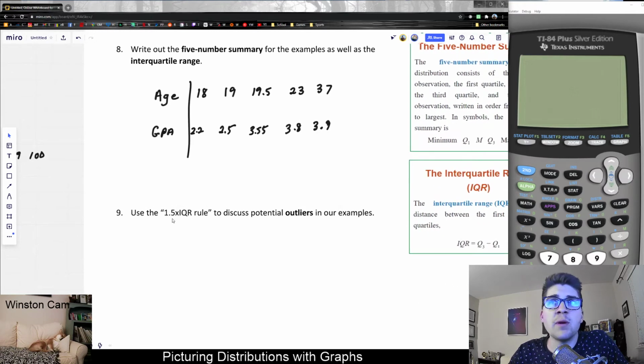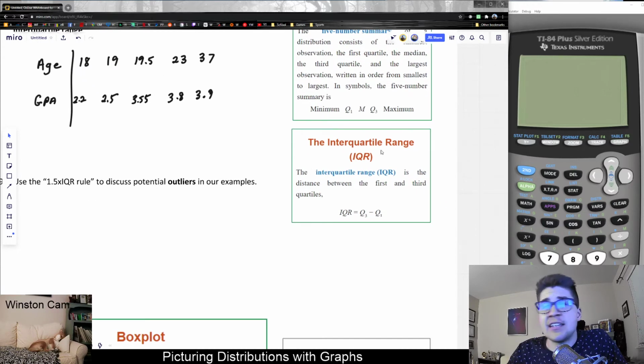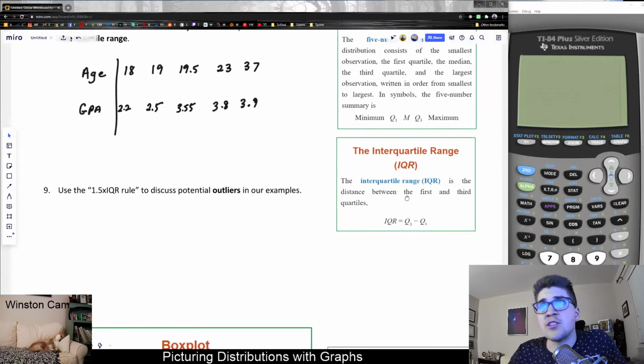Now, along with the 5-number summary, it's worth talking about the interquartile range, and what the book calls the 1.5 times IQR rule. I just wanted to get into this a little bit. The interquartile range is defined again in the textbook, but the snippet I put in your packet says it's the distance between the first and the third quartiles.